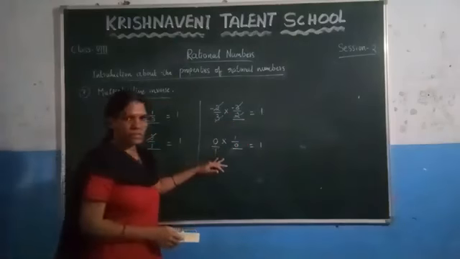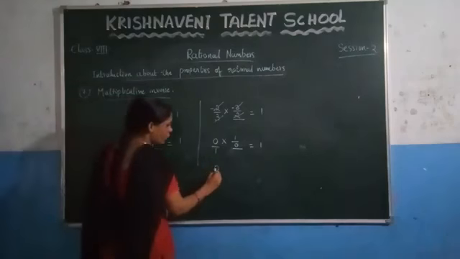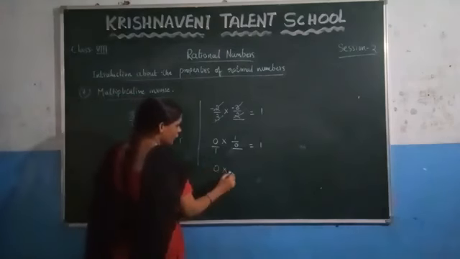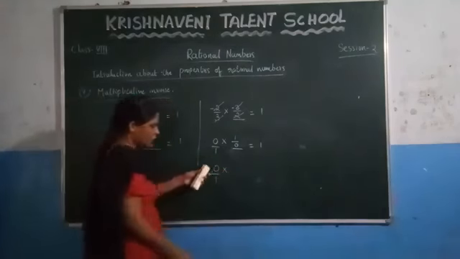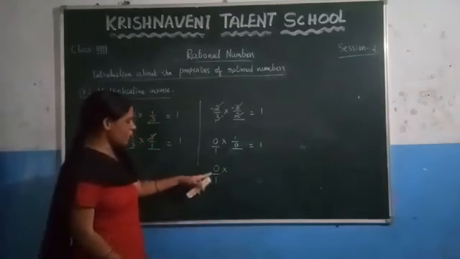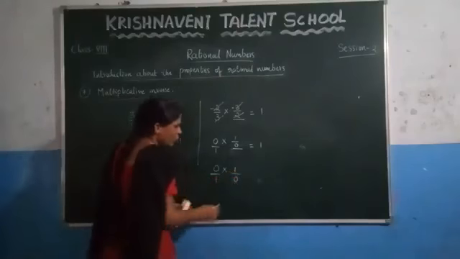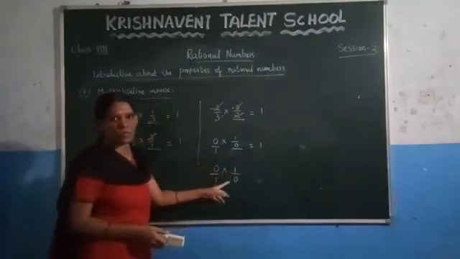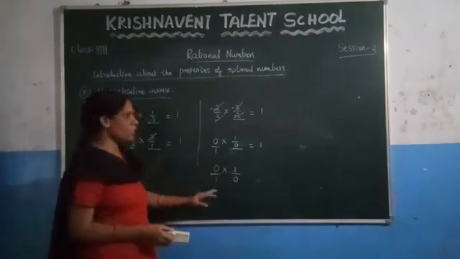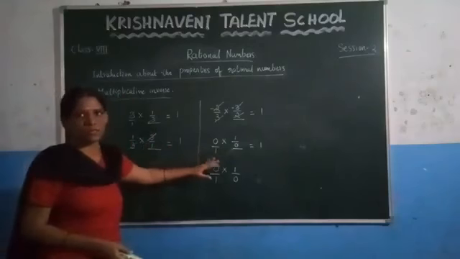Now check for this one. Is it possible here? Let us consider 0. We take 0 as 0 by 1. Now we write the reciprocal of this number. What do we get here? 1 by 0. You know that 1 by 0 is not possible. This value is undefined. So we can say that the multiplicative inverse of 0 does not exist.